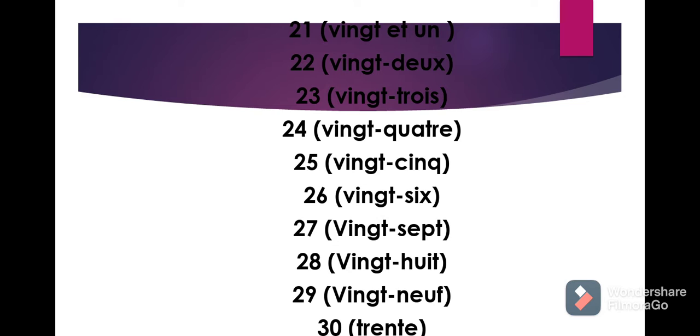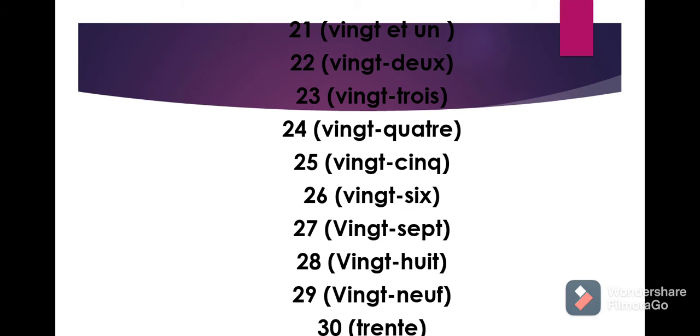22. We have to note that whenever we put et, then we never put a dash, and when we do not put et, then it is compulsory to put a dash in between the two words in counting. Now similarly, when it is 23, then it is 23. 24, 25, 26, 27, 28, 29.